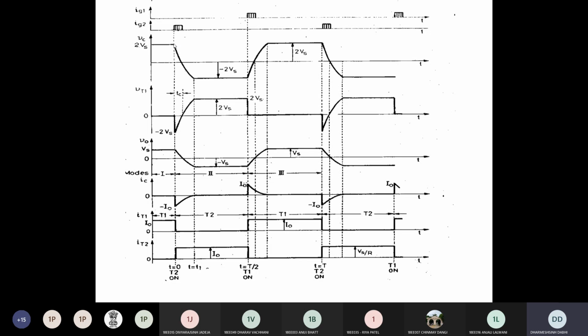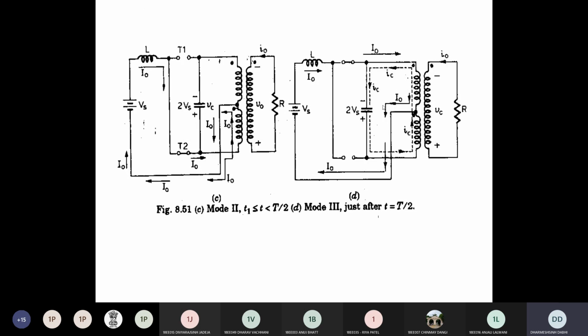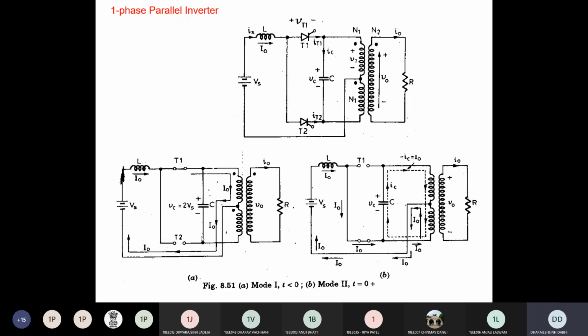Same like here, you can see it is discharging. So in the same way, when you fire T2, again it is discharging and then T1 is turned off by the capacitor commutation. Clear? So this cycle is repeated for the next cycle also. So there are 3 modes. First mode, t less than 0, T1 is on, this is the equivalent circuit.